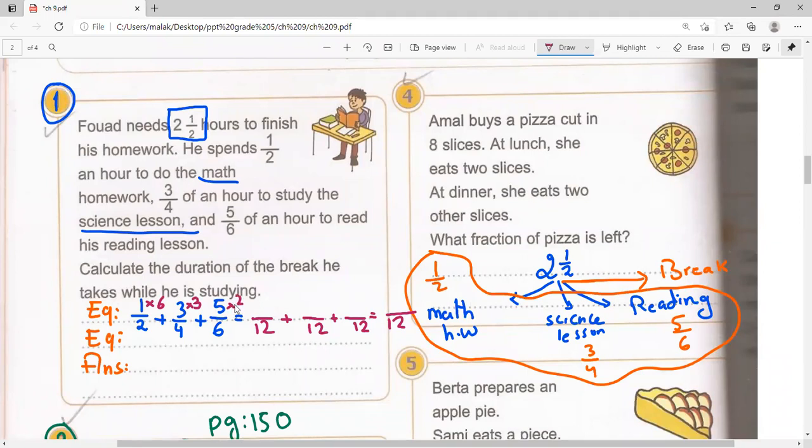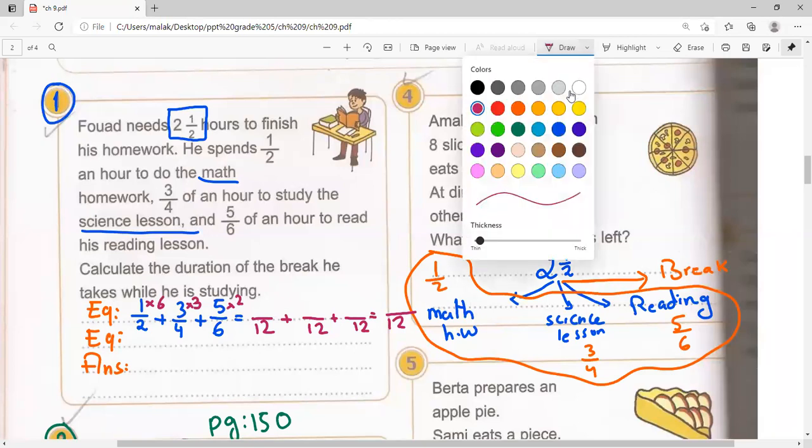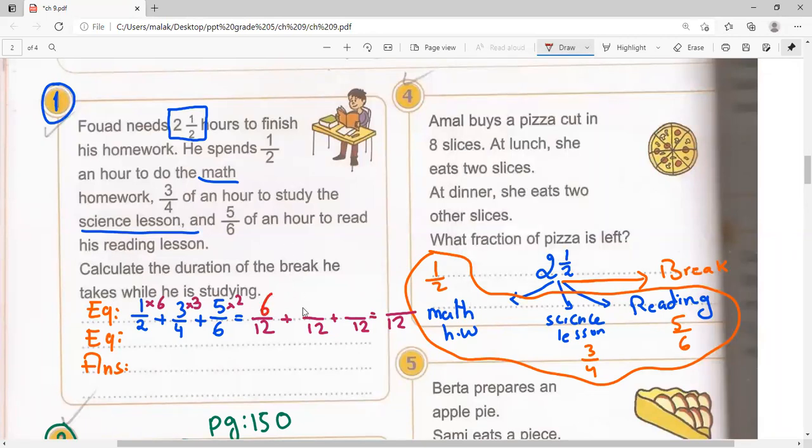2. Okay, multiply them. 1 by 6 is 6. And 3 by 3, it's 9. And 5 by 2, it's 10. Okay, 6, 9, 10. Then let's add them together. 6 plus 9 is 15. Plus 10, it's 25. Bravo. Yes, 25 over 12. Excellent. Thank you, Mustafa. Proud of you.